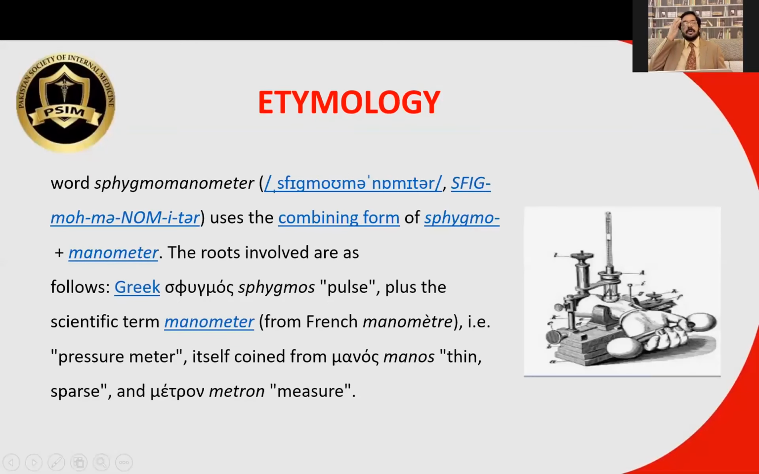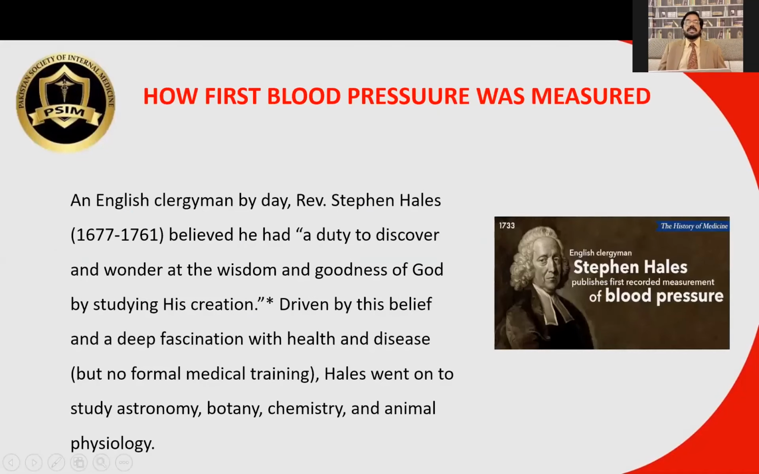Coming towards the etymology, why do we call it a sphygmomanometer? This is the instrument we use time and again for taking the blood pressure. Sphygmo is a Greek word which means pulse, and manometer is French, which means that we are going to check by a pressure meter. So these two combined things are denoted as a sphygmomanometer.